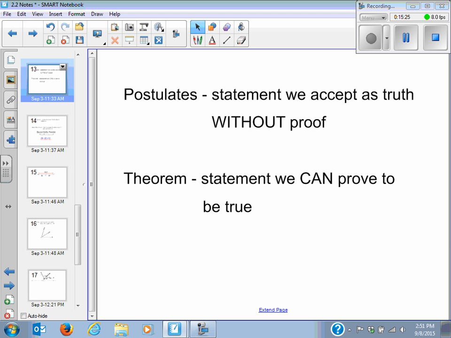When I give you a postulate, I'm saying just trust me on this. We accept this to be true. We can't prove it. So that's what we're doing. We're talking about without proof. You just need to trust us on this. With theorems, I can actually show you why it's true.